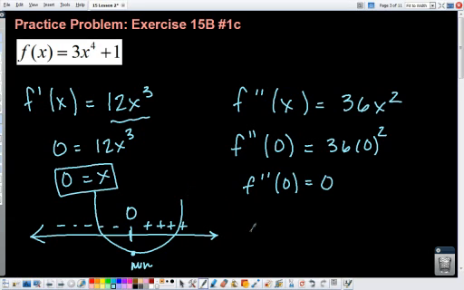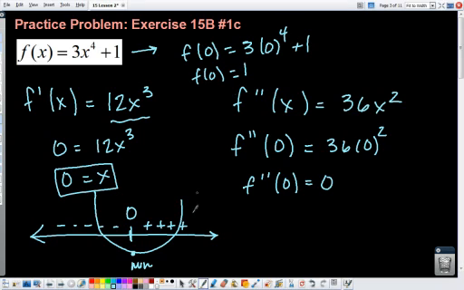So we need to find the y-coordinate, so that brings us back to our original equation, f of x. I'm going to go ahead and substitute 0 in for x everywhere in this equation, and I know that you all can do this in your head. I'm just trying to be thorough. Okay, so f of 0 equals 1, so our minimum is (0, 1).